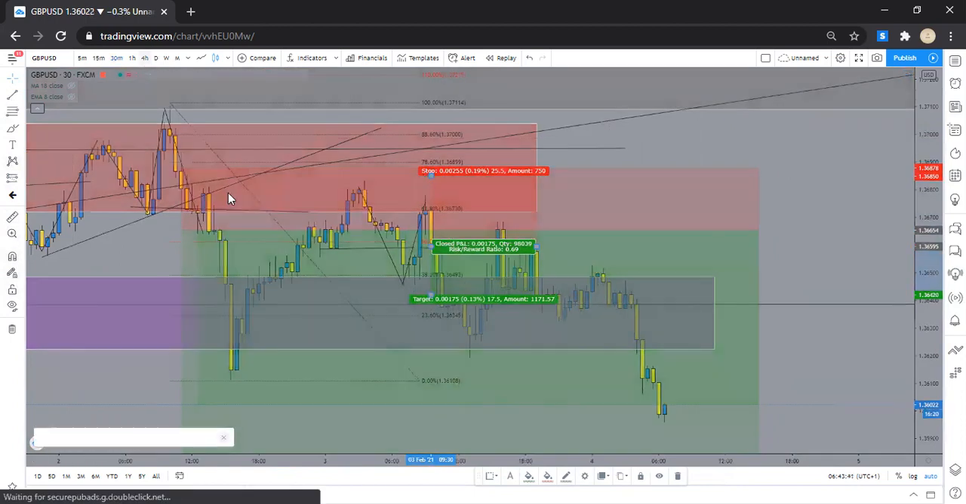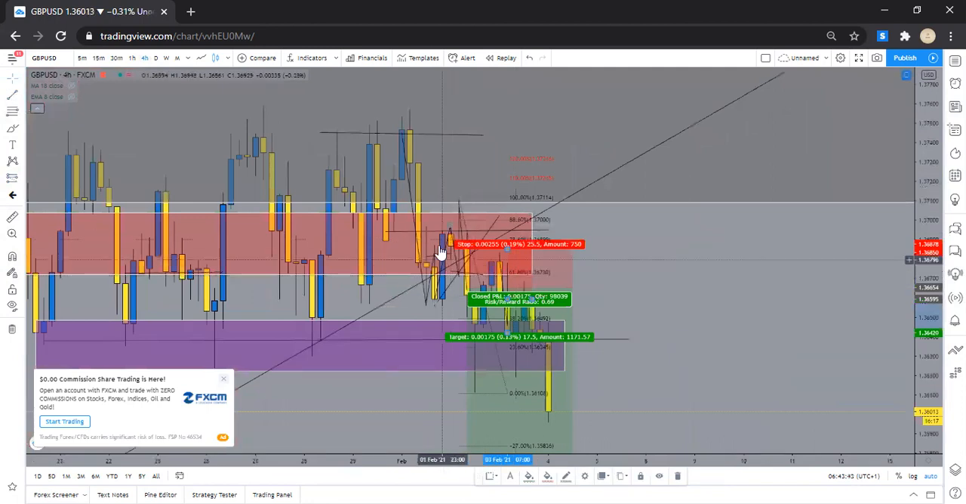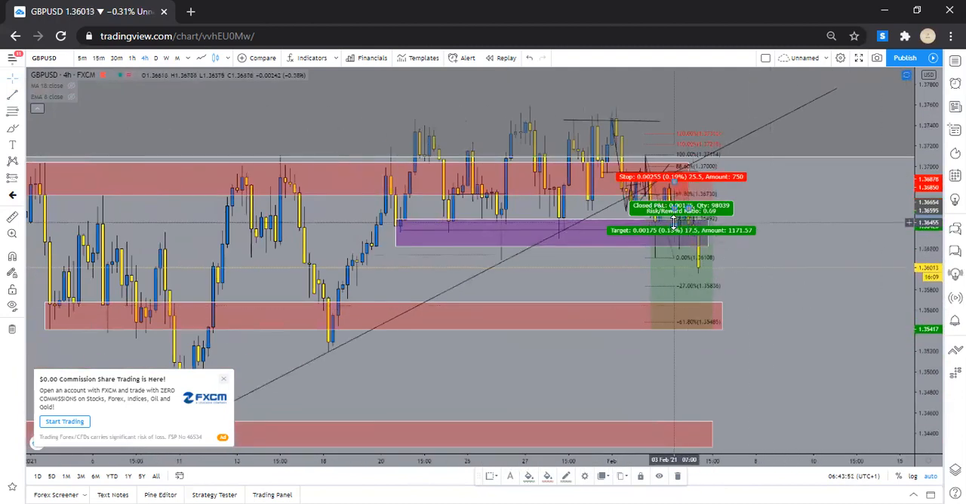TP is still H4 based. Remember, you've already taken 50 pips. You are up 50 pips for the week, and your final target is still the H4 demand zone. Boom. And let's see how that played out.